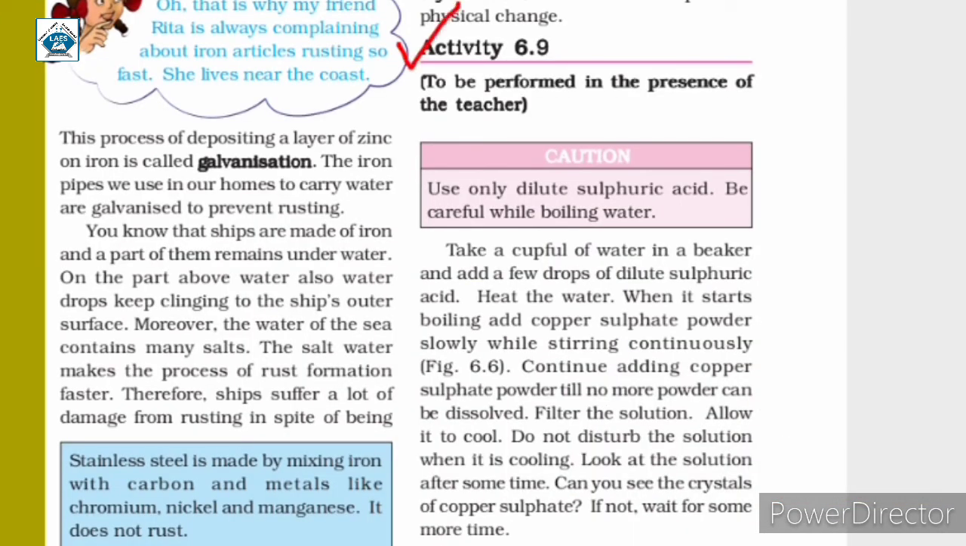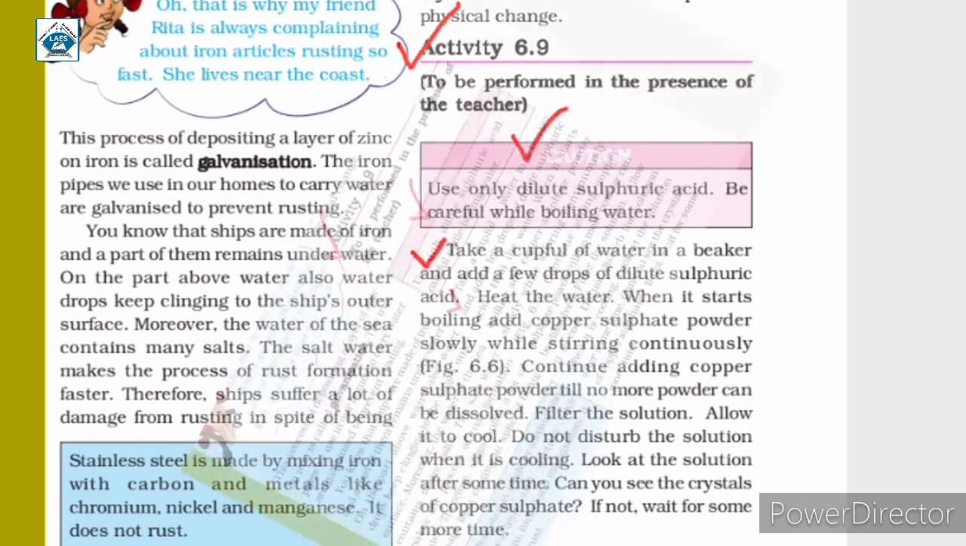Activity 6.9. Caution: Use only dilute sulfuric acid. Be careful while boiling water. Take a cupful of water in a beaker and add a few drops of dilute sulfuric acid. Heat the water. When it starts boiling, add copper sulfate powder slowly while stirring continuously. Continue adding copper sulfate powder till no more powder can be dissolved. Filter the solution. Allow it to cool. Do not disturb the solution when it is cooling. Look at the solution after some time. Can you see crystals of copper sulfate? If not, wait for some more time.